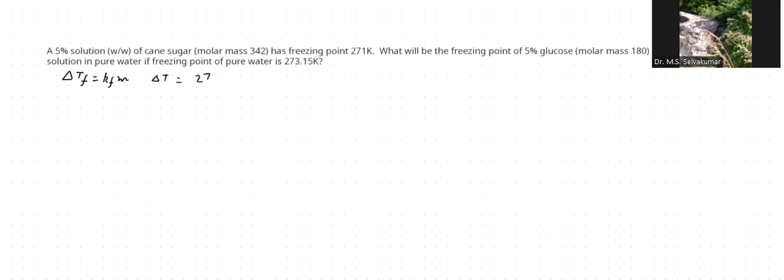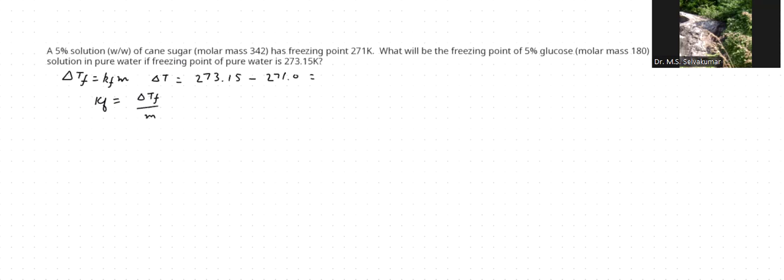273.15 minus 271.0. So the freezing point depression is this much. So the molality has to be calculated. Then Kf can be found from this information. So Kf, the molal freezing point depression constant, is equal to delta Tf by molality.